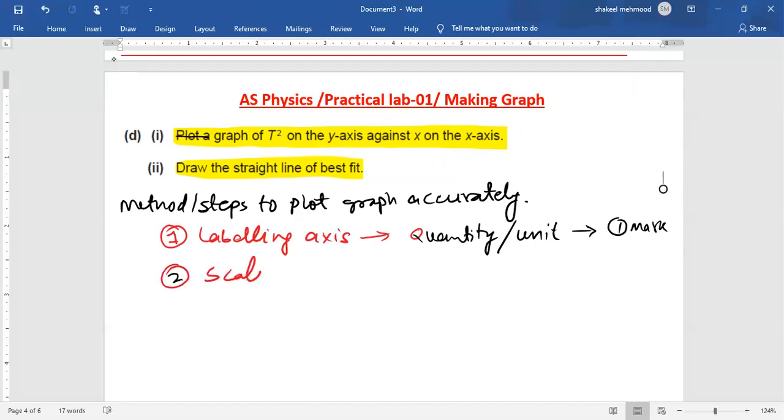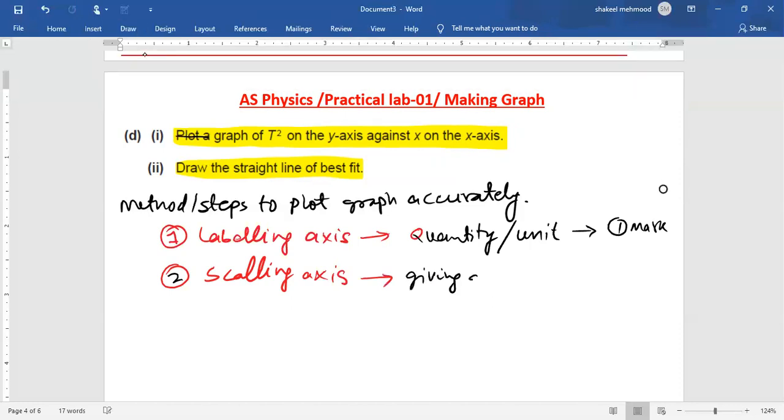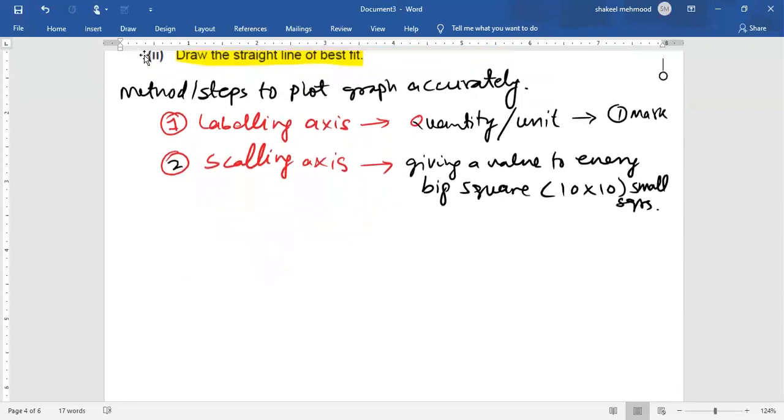Second is beta scaling. This is the most challenging thing, scaling axis. What is meant by scaling axis? Scaling axis means giving a value to every big square that is having 10 by 10 small squares. This is challenging. We have to look upon this. So how to scale the axis? Let's look upon the method, right?